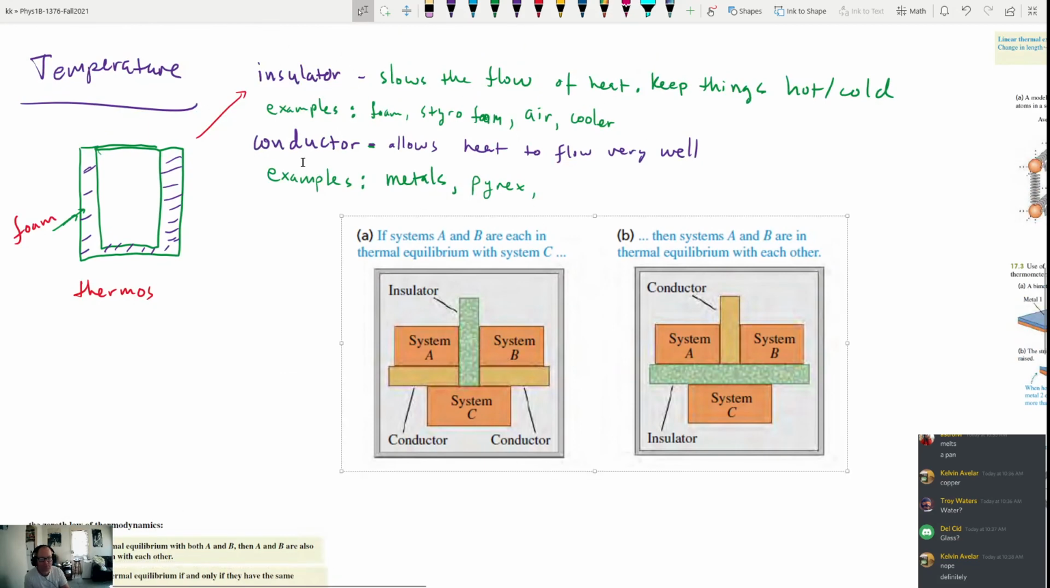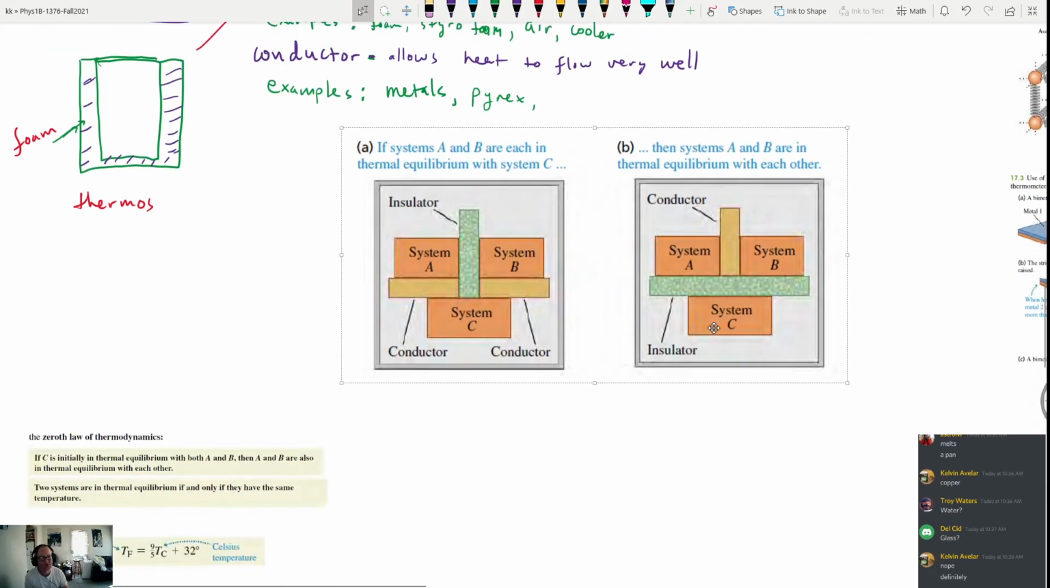Okay. Insulator slows heat flow. Conductor allows heat to flow very well. So we have this system right here, right? And the system is made of system A, system B, and system C, okay? And system C has a conductor that connects to system B and system A, right? But there's an insulator, indicated by this green thing here, between system A and system B, right? So what that means is that system A and system B are going to come into thermal equilibrium with system C after a certain amount of time.